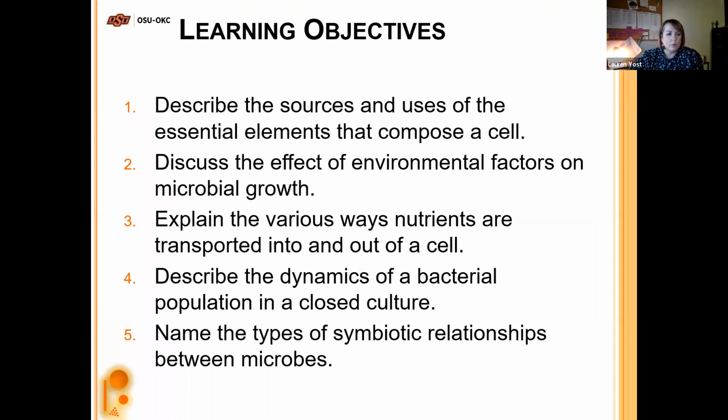These are the topics that we'll be going over: the sources and uses of essential elements that compose a cell in general, effective environmental factors on microbial growth, whether that's temperature or whatever, various ways nutrients are transported into and out of the cell. We'll be talking about osmosis and facilitated diffusion and all that. The dynamics of a bacterial population in a closed culture, and how you would measure how many alive cells you might have in a culture as opposed to dead ones, and name the types of symbiotic relationships between organisms.